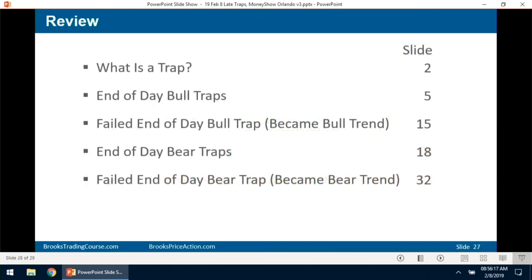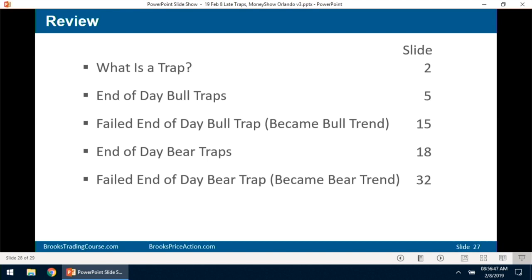I began by talking about what a trap is. A trap is simply a breakout that looks like it's the start of a trend, but instead it reverses, so it's a failed breakout. And then I'm talking today about traps at the end of the day. The end of the day bull trap is a strong rally in a trading range or in a bear trend, and it's short covering. And if it does not have good follow-through, bears will sell below a bear bar closing near its low, looking for a resumption of the bear trend.